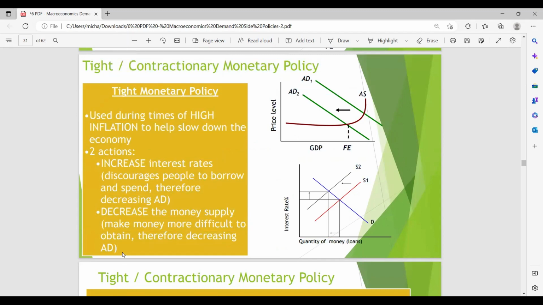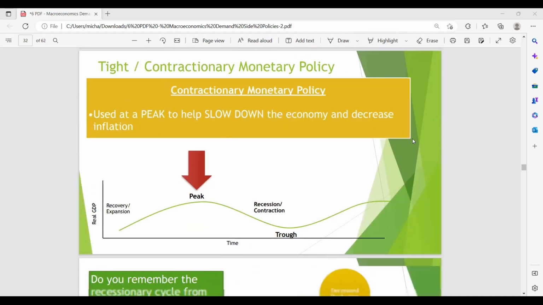The Bank of Canada increased interest rates and decreased the money supply in 2022 to bring down inflation. Inflation was too high in 2022. So that's what they were doing to bring down inflation.